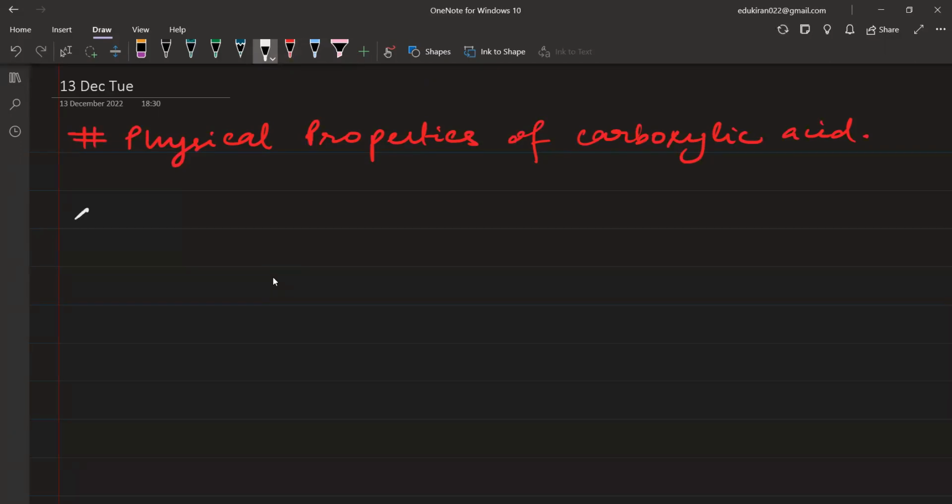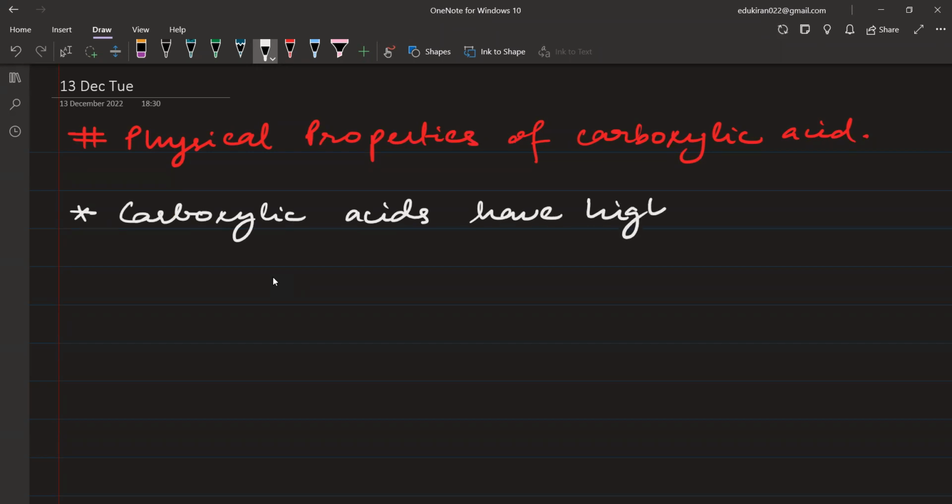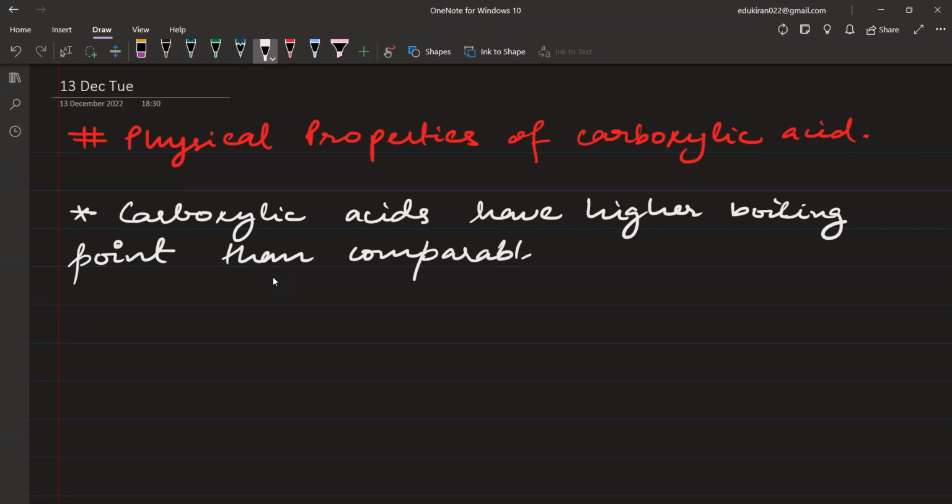Write the first statement. Carboxylic acids have higher boiling point than comparable aldehyde, ketones, and even alcohols.